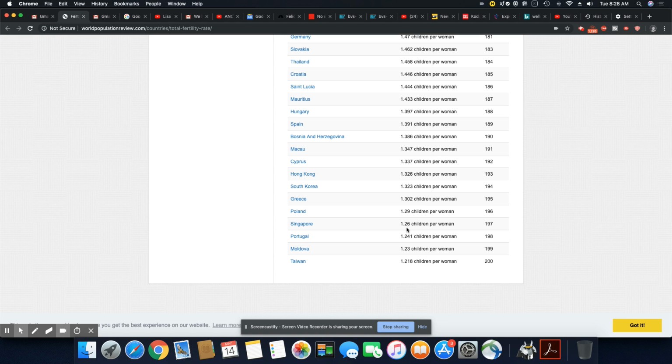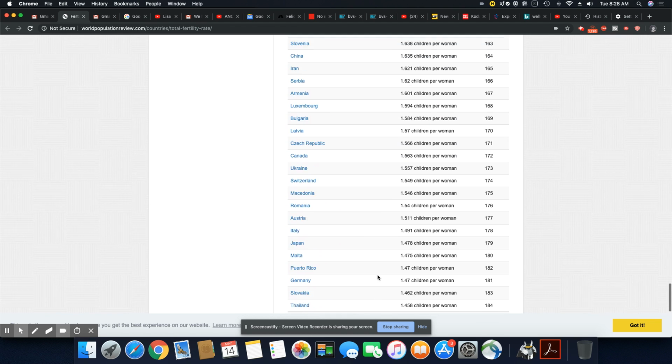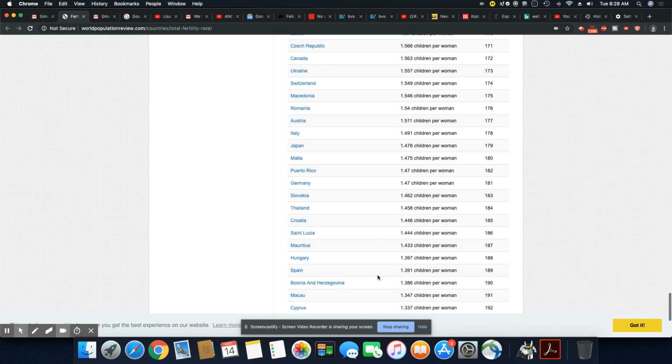Singapore, 1.26 children per woman. Portugal, 1.241 children per woman. Moldova, 1.23 children per woman. And Taiwan, 1.218 children per woman, which is the lowest in the world. You see that, y'all? So, no, it's really true.